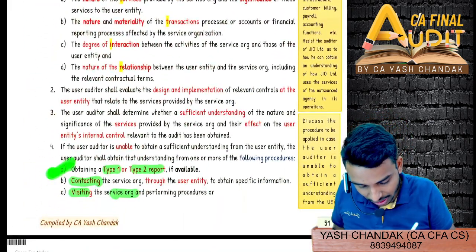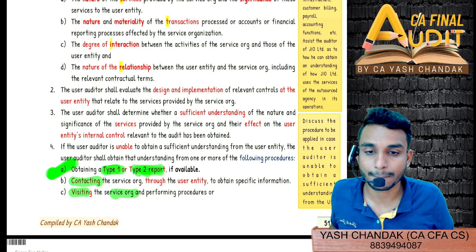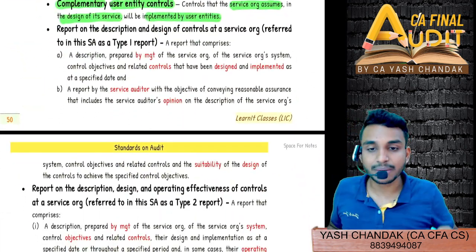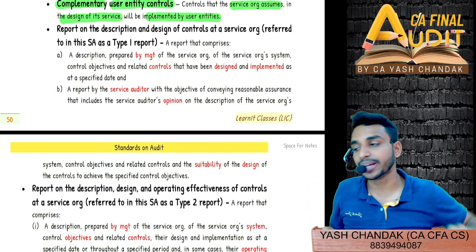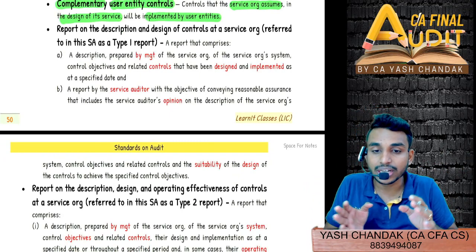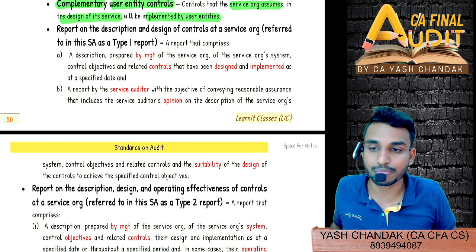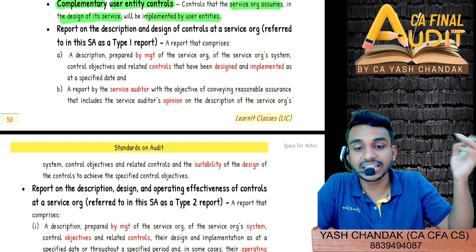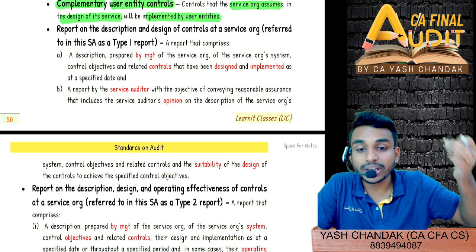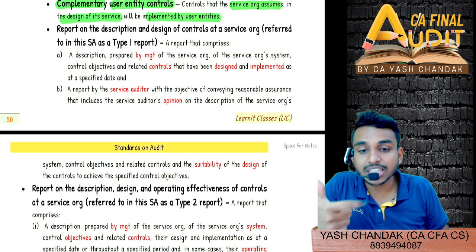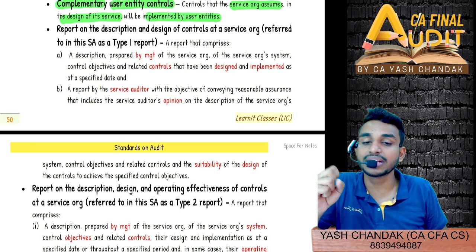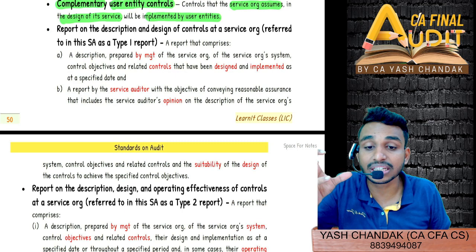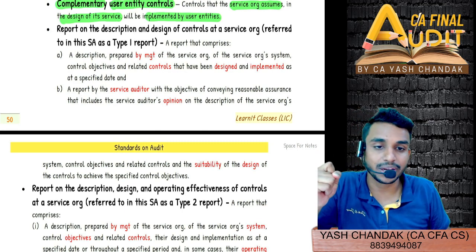So the first question arises: sir, what is then a type 1 or type 2 report? It's a report which is given by the service auditor and by the management, stating what all controls are there with respect to employee benefit expense in our example. So they will give us what all controls are there in the service organization. Who will give us this type 1, type 2 report? Management and the auditor together will give us the situation over there, what exactly are the controls with respect to employee benefit expense.